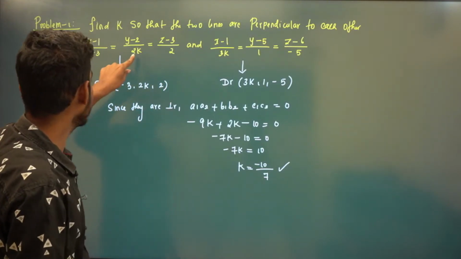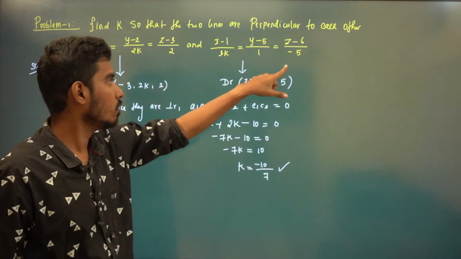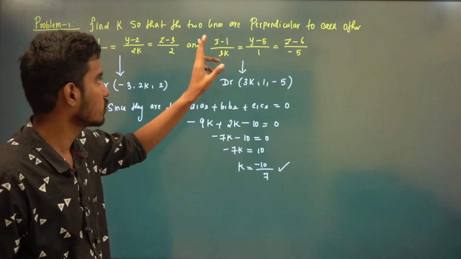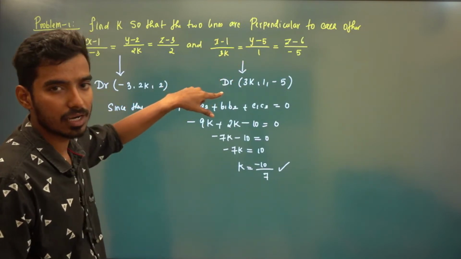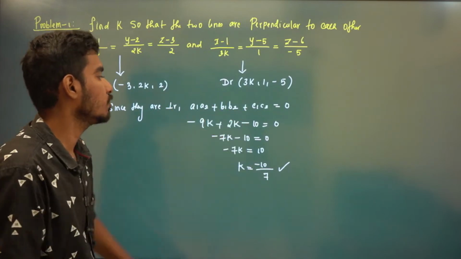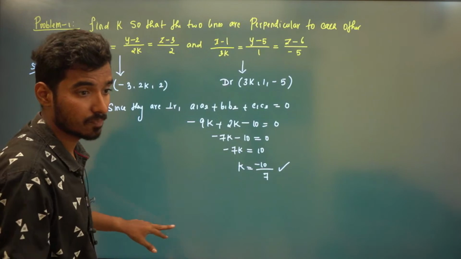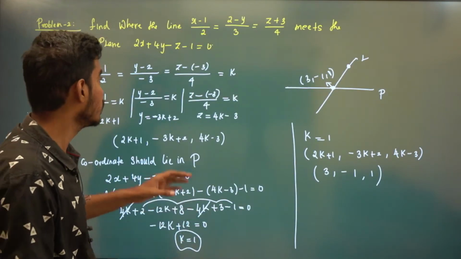So you can see minus 3, 2k, 2 is the direction ratio of this line, and 3k, 1, minus 5 is the direction ratio of this line. Since they are perpendicular, the corresponding direction ratios will satisfy the condition for perpendicularity: a1 a2 plus b1 b2 plus c1 c2 is 0. So we will get k equal to minus 10 by 7. This is what we have seen in the previous classes.